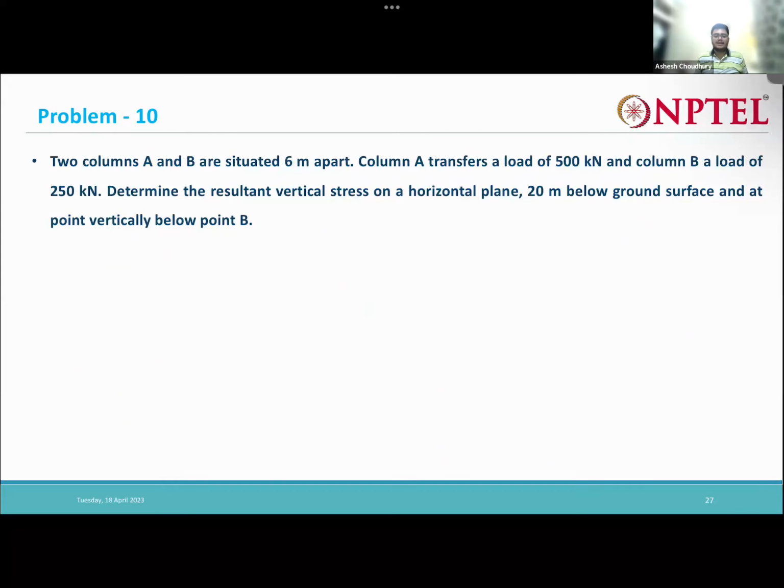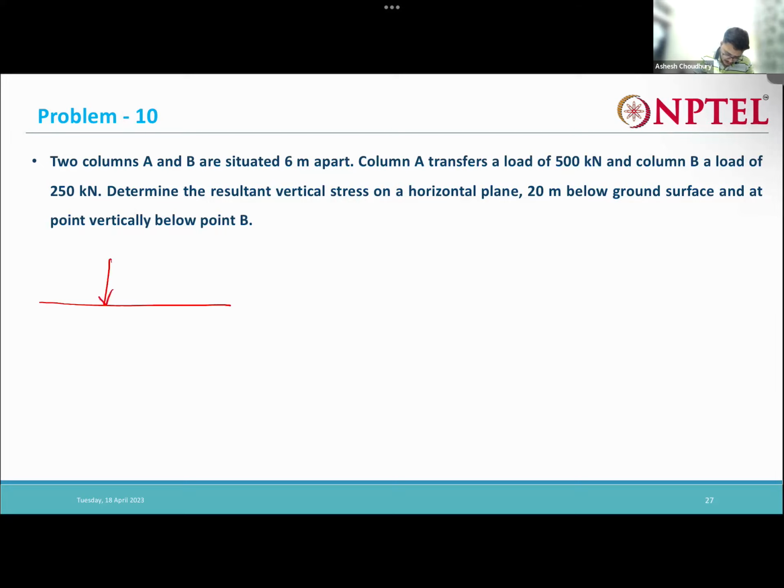So two columns are there, A and B, situated 6 meters apart. Column A transfers a load of 500 kilonewton and column B a load of 250 kilonewton. Determine the resultant vertical stress on a horizontal plane 20 meters below the ground surface and at a point vertically below the point B. That means this is our ground surface.